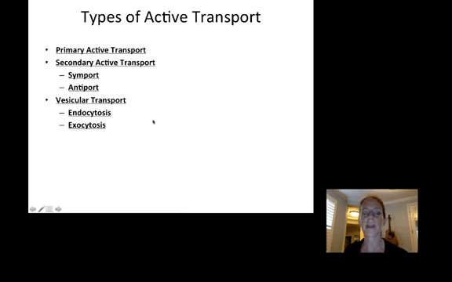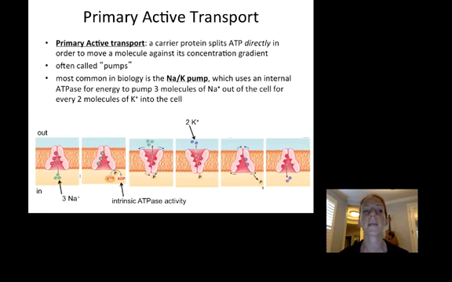There are several types of active transport. So first, primary active transport. This is when a carrier protein uses ATP directly. In other words, inside the protein, there is a place where ATP can be directly broken down, and we often call these ATPases or pumps. A very common one in biology is the sodium-potassium pump, which uses its own ATPase directly to pump 3 molecules of sodium for every 2 molecules of potassium.